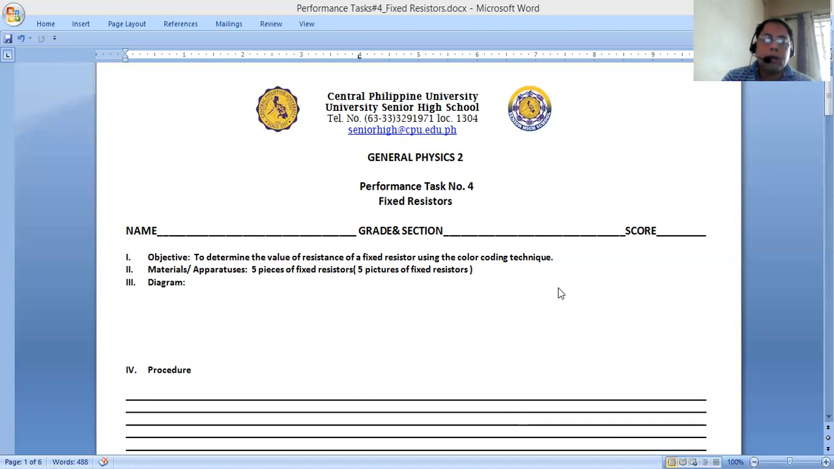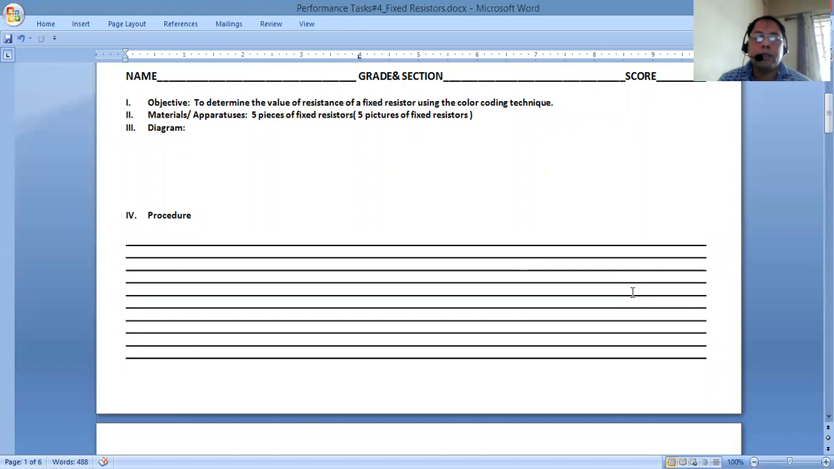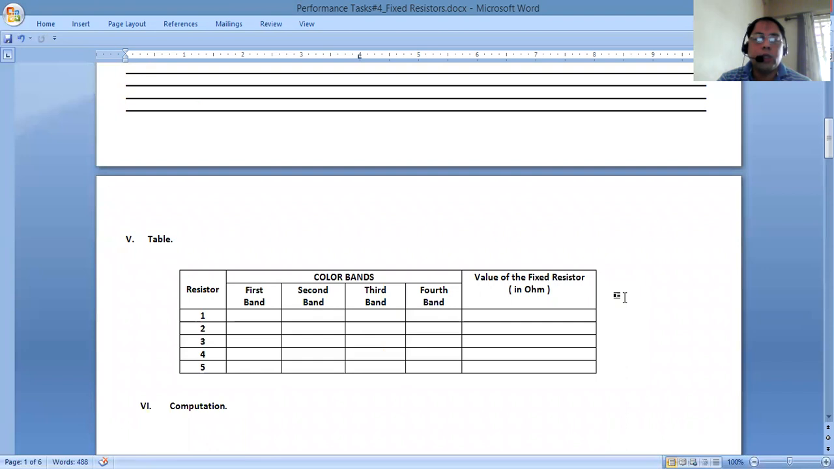Now, just to give you a brief run through of the different components of our performance task template. There's a procedure that you have to fill up, how the process was made in determining the resistance. How many ohms is there in your resistor? Then next is your table. You will be identifying the colors, which we call color bands. There are 4 colors found in your resistor, and with those 4 colors, you will write on this end of your table the value of the fixed resistor based on the given colors.